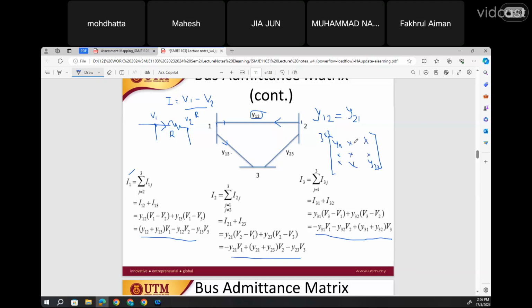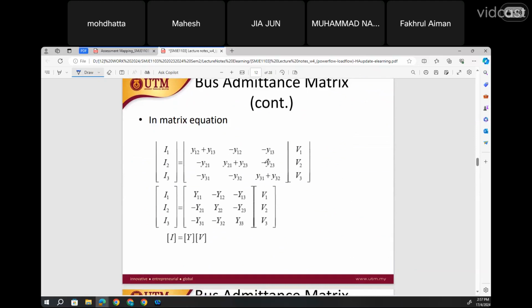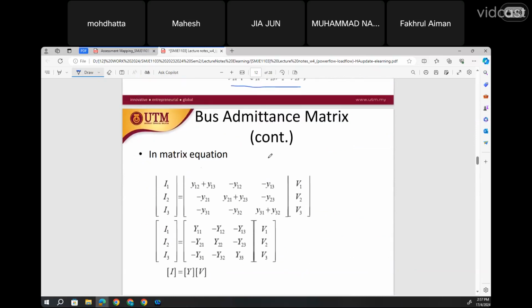This element, I believe, is Y12, and this is Y13. This is Y21, this is Y22, this is Y23. This is Y31, Y32, and Y33. So based on these 3 equations, we expect to come up with a matrix. Here is the admittance matrix equation, where over here is your Y, here is your I, and here is your V.